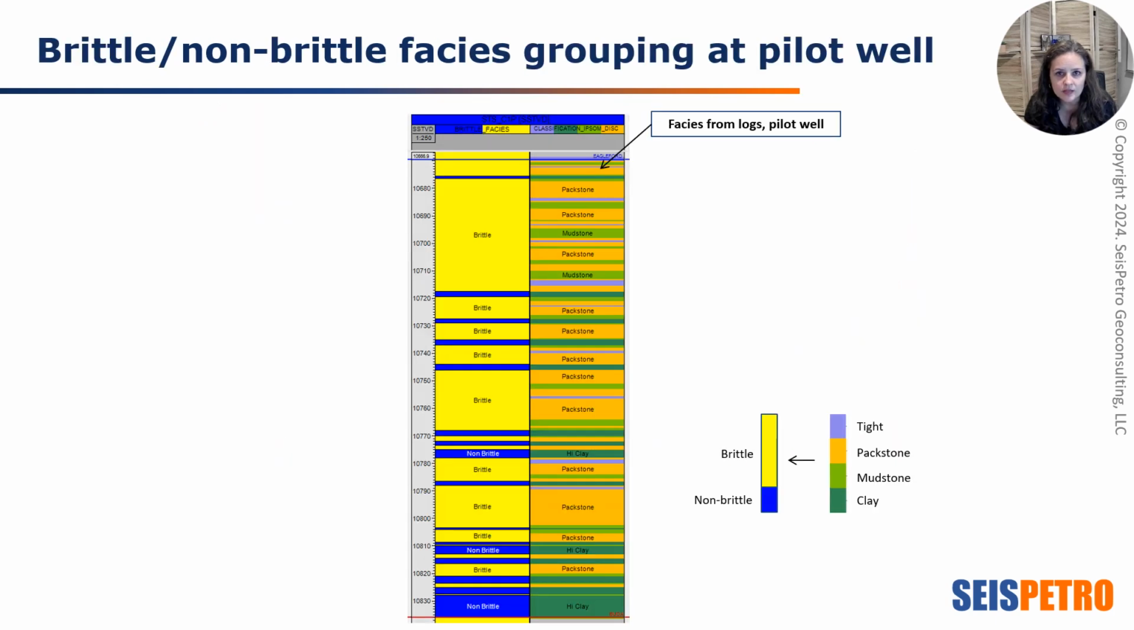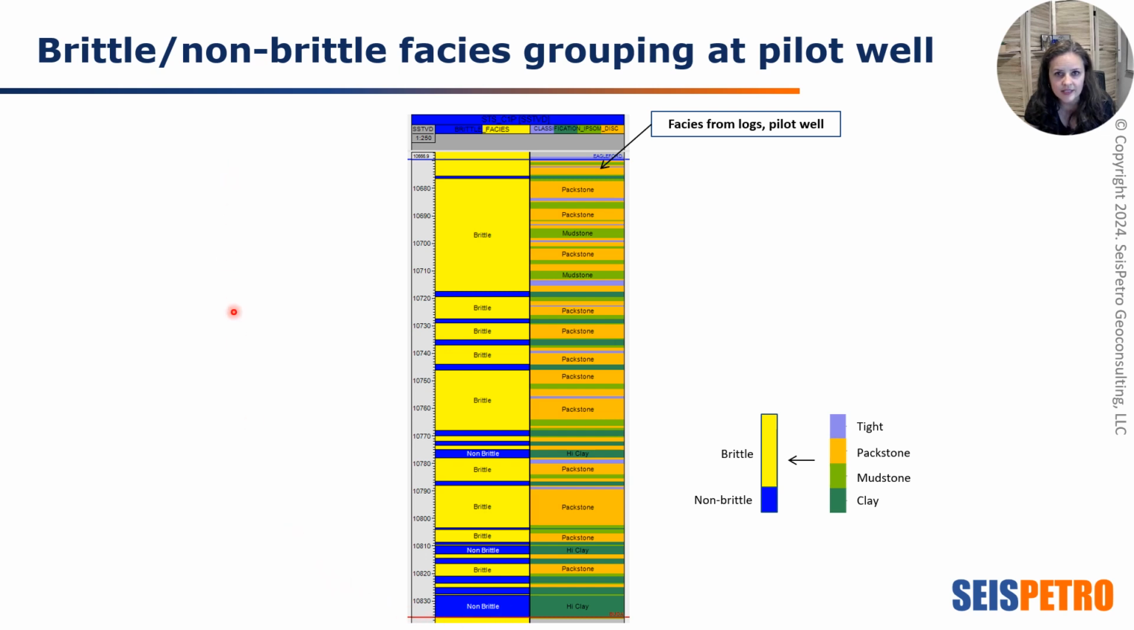In the pilot wells, we had detailed facies defined. They are shown here on the right. And this is the legend: we have the tight rock, we have packstone, mudstone, and clay. All facies but the clay were considered brittle facies. So we merged the facies that were brittle and separated the non-brittle facies from there.